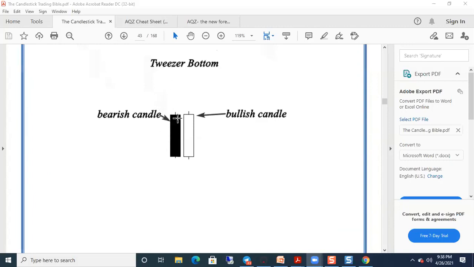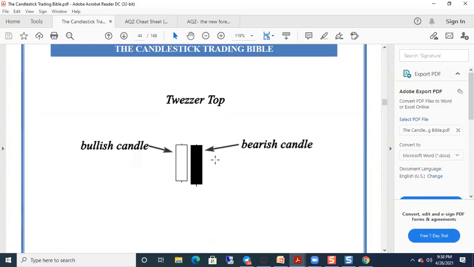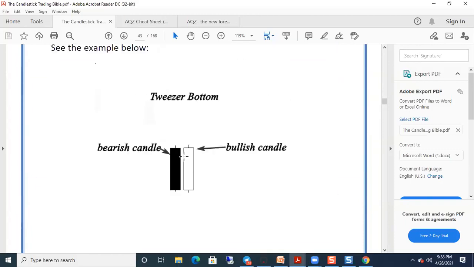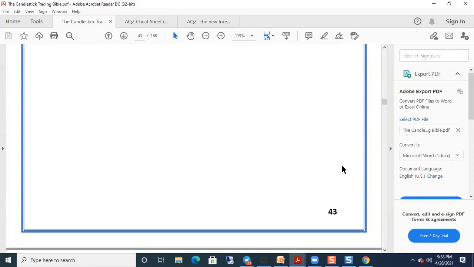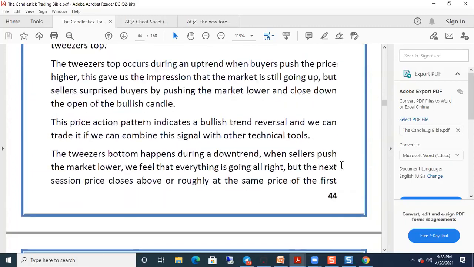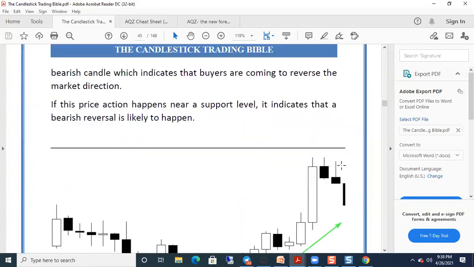So we have a tweezer bottom, meaning that the last candle started from beneath and pushed up, right? A top, the last candle started from the top and pushed down. Basically, that's just it. So these are the top and these are the bottom. Again, it is an indecision candle. So let's wrap up this candlestick story.